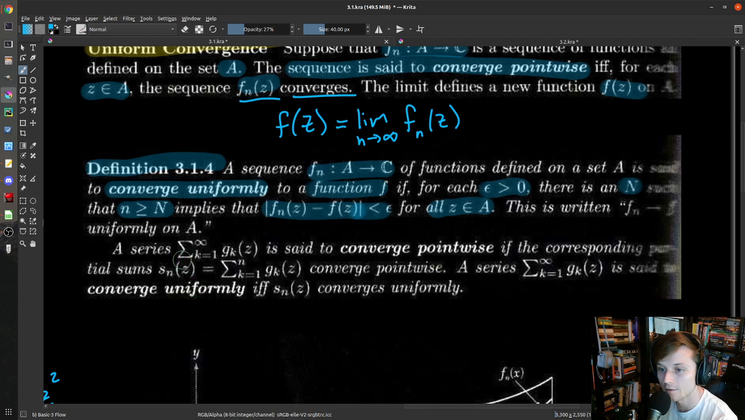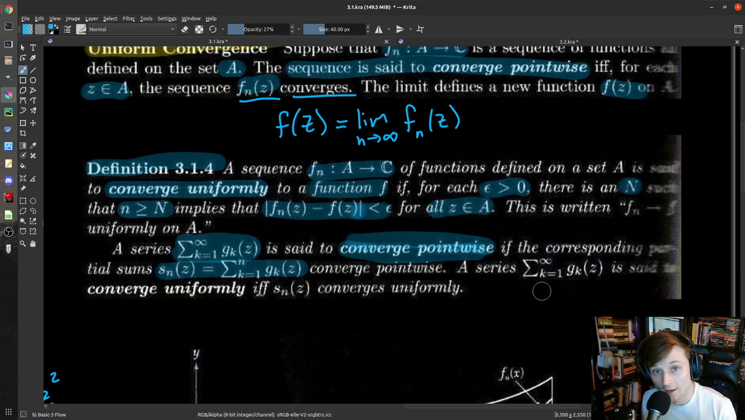So a series, the sum from k equals 1 to infinity of g sub k of z, is said to converge pointwise in the same sense as we were talking about up here, if the corresponding sequence of partial sums, S_n of z, which is just defined by the first n terms of this series, converges pointwise. You can also do exactly the same thing with uniform convergence. So you can talk about uniform convergence if the sequence of partial sums, these functions, converges uniformly to a given function.